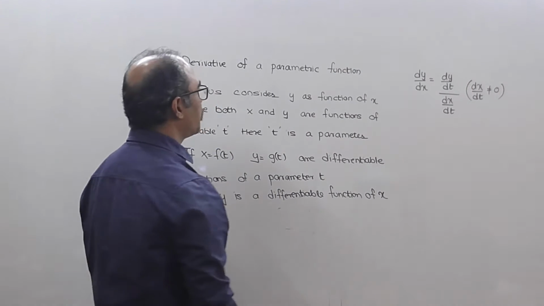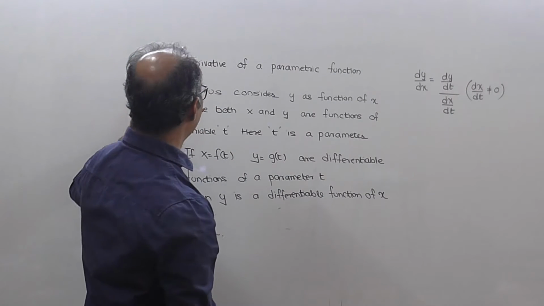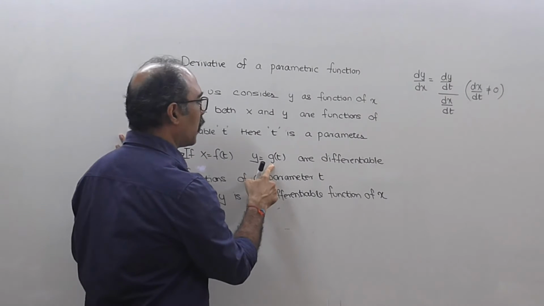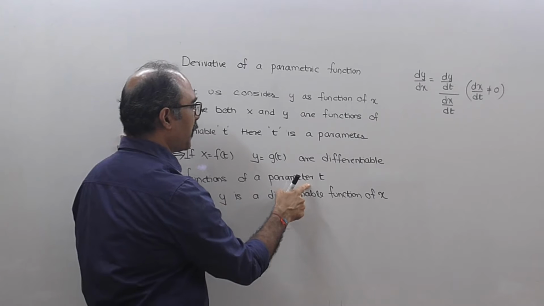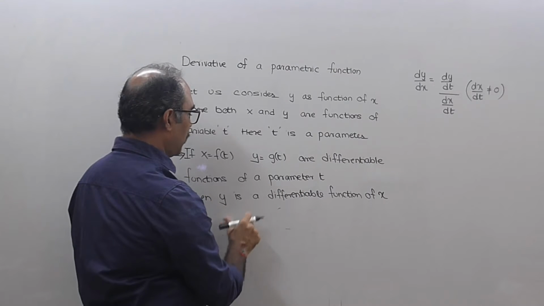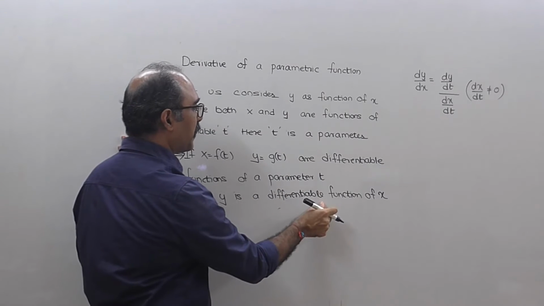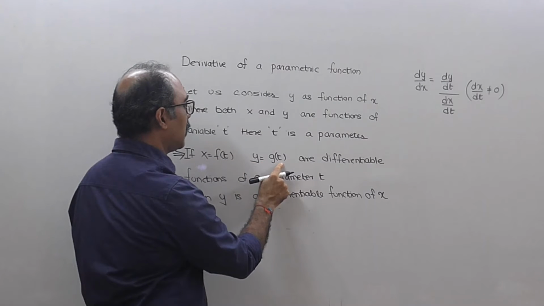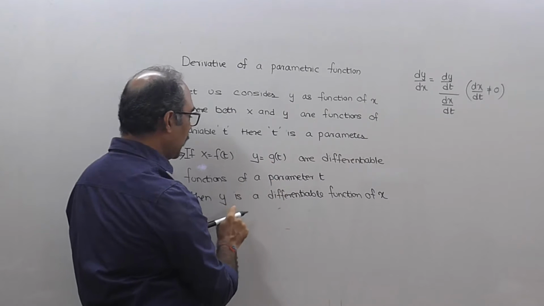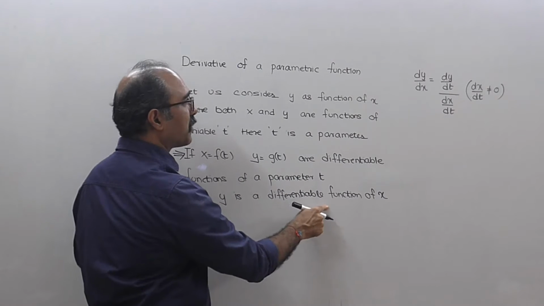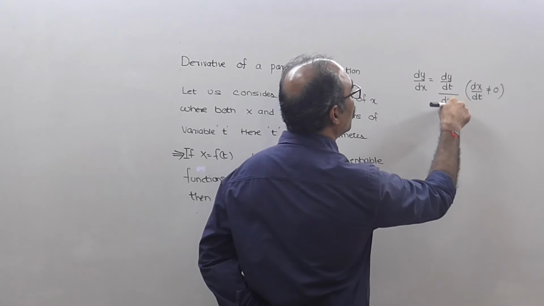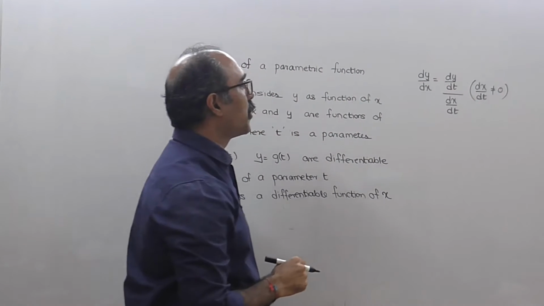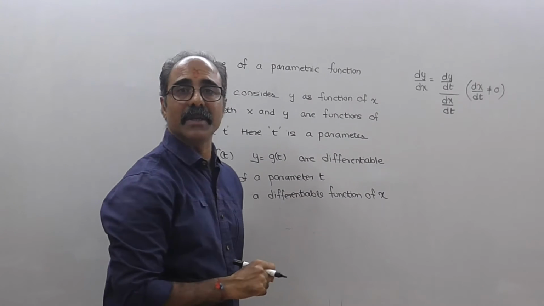Now let's understand the meaning of the derivative of a parametric function. If x equal to f of t and y equal to g of t are differentiable functions of the parameter t, then y is a differentiable function of x, such that dy by dx equals dy by dt upon dx by dt, such that dx upon dt is not equal to 0.